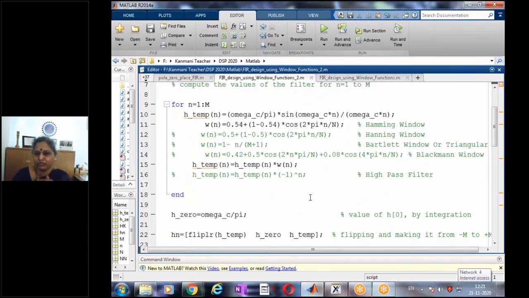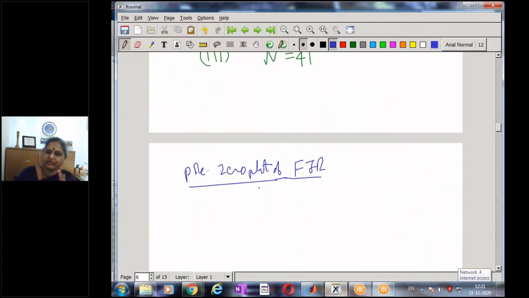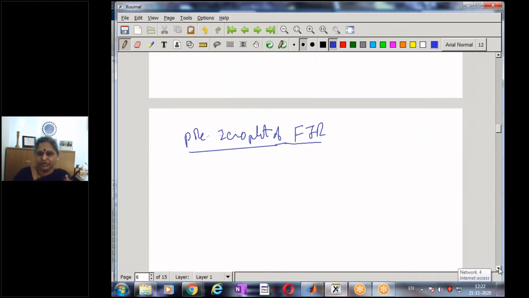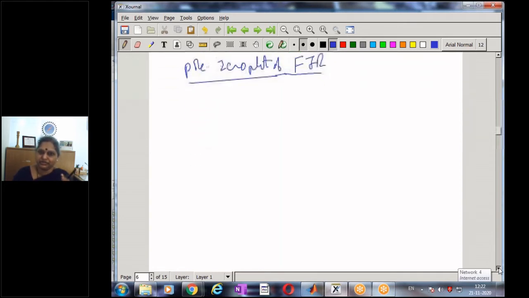So this completes the design of a low pass filter. And now let's take up one example in the high pass filter. We have seen how the zeros in the stop band are all on the unit circle, and otherwise outside and inside the unit circle. Now let's have a look at how we can relate the pole zero plot to the pass band and the stop band of the filter.